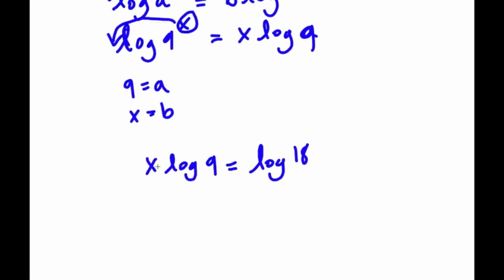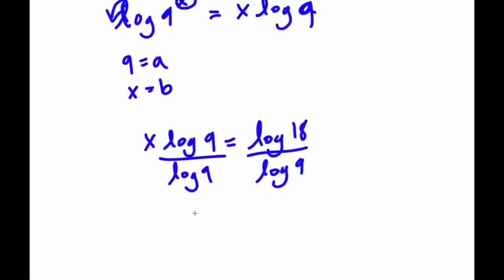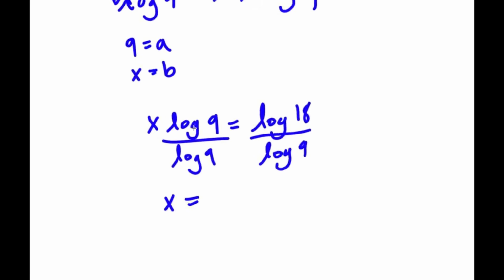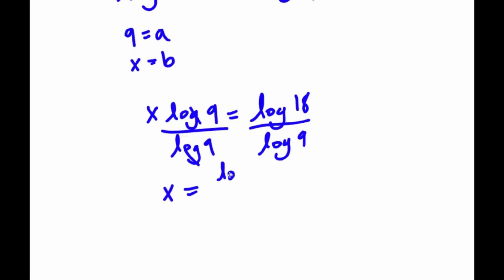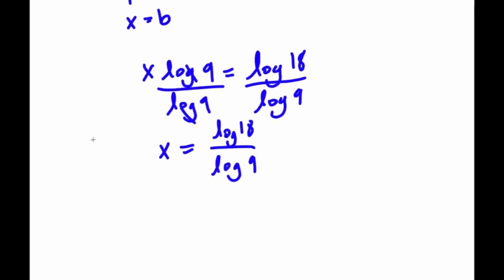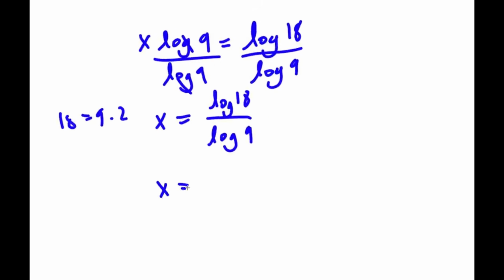Now we want to isolate x, obviously. So I'm going to go ahead and divide by log 9 on both sides. So now I have x is equal to, because these two cancel out, log 18 over log 9. Now 18 is equal to 9 times 2. So I'm going to rewrite log 18 as log of 9 times 2, and now we're dividing this by log 9.